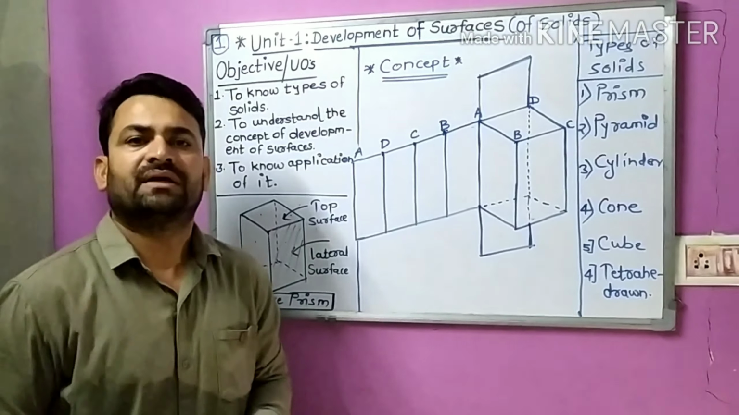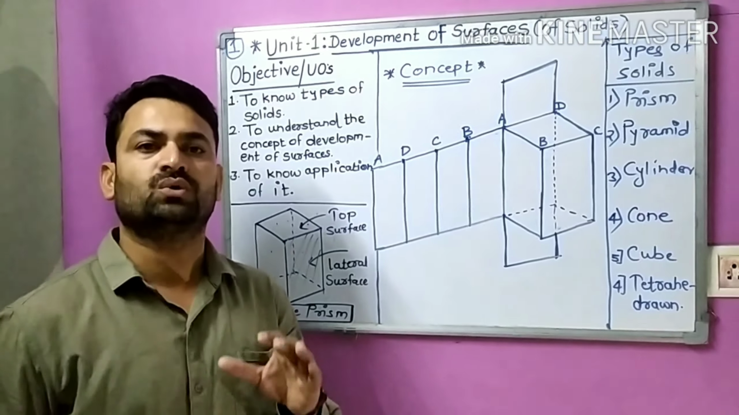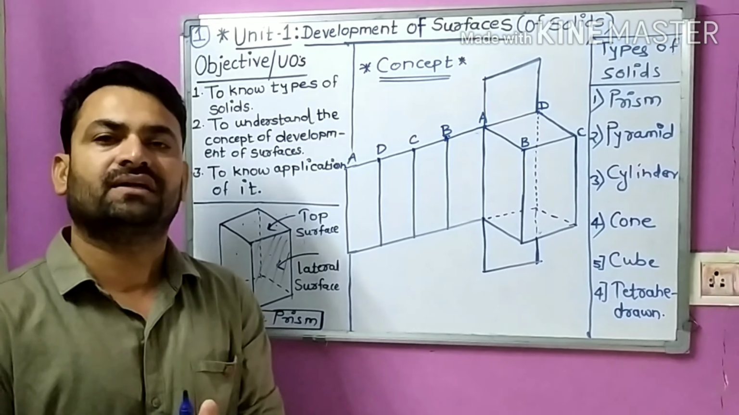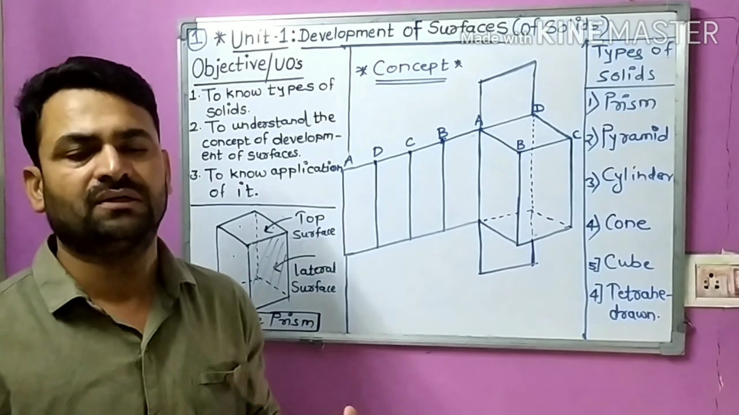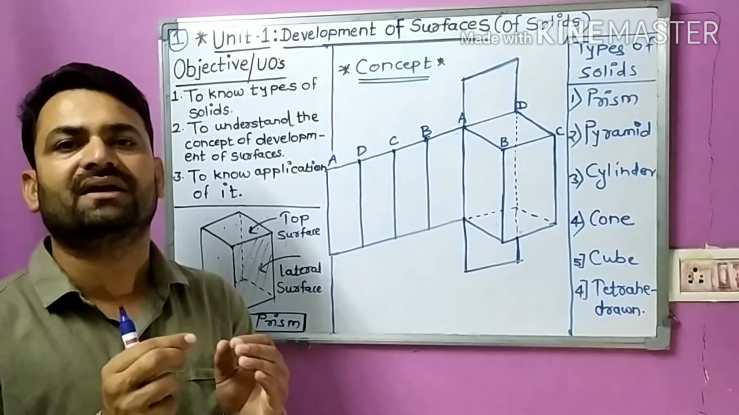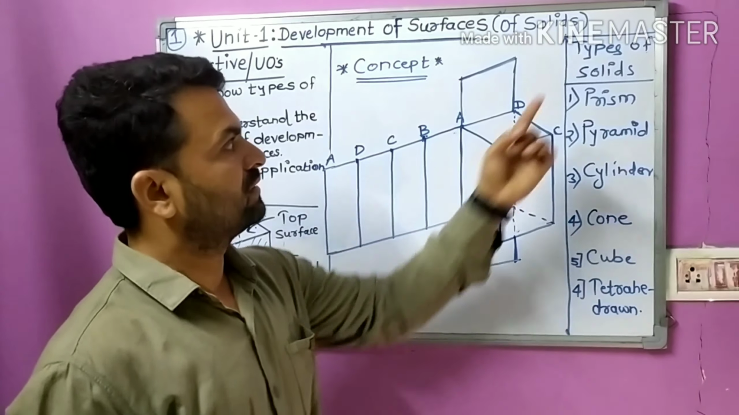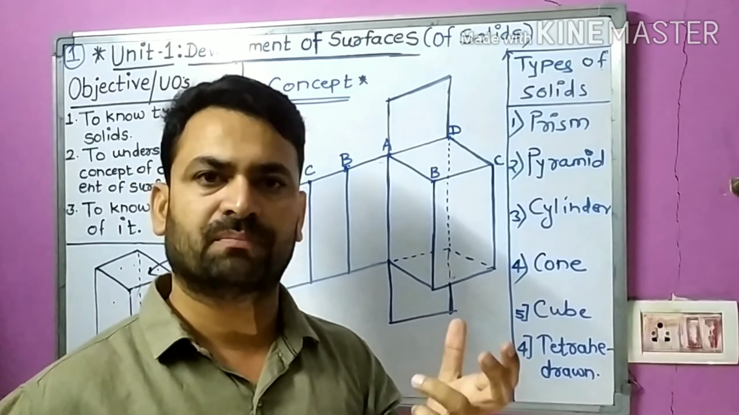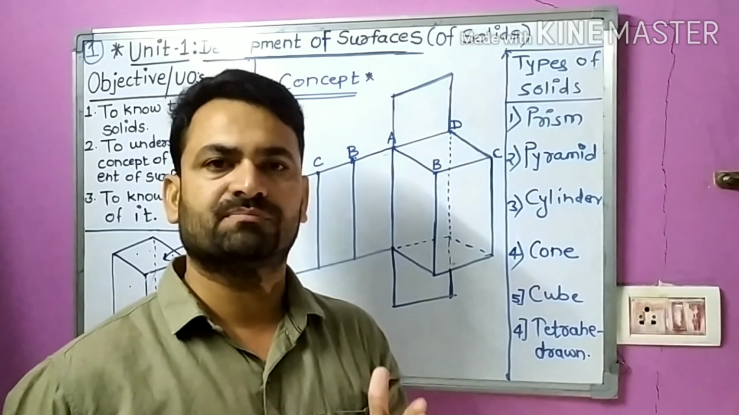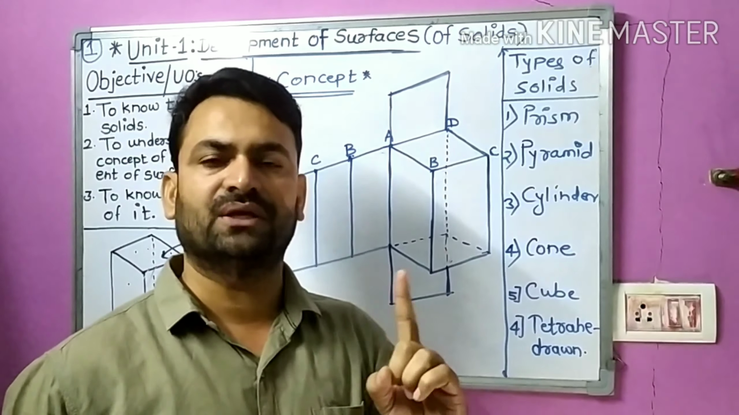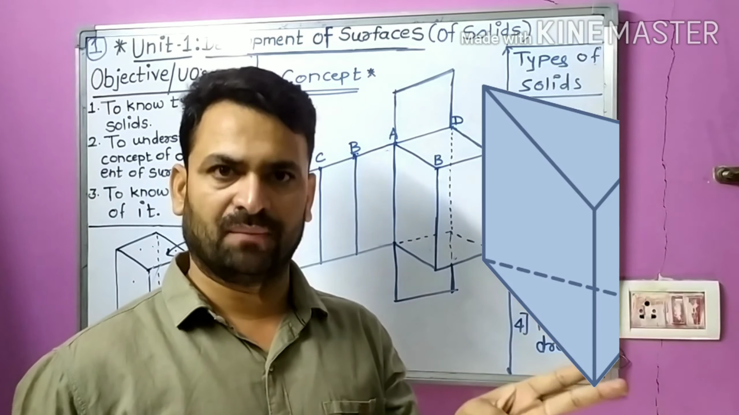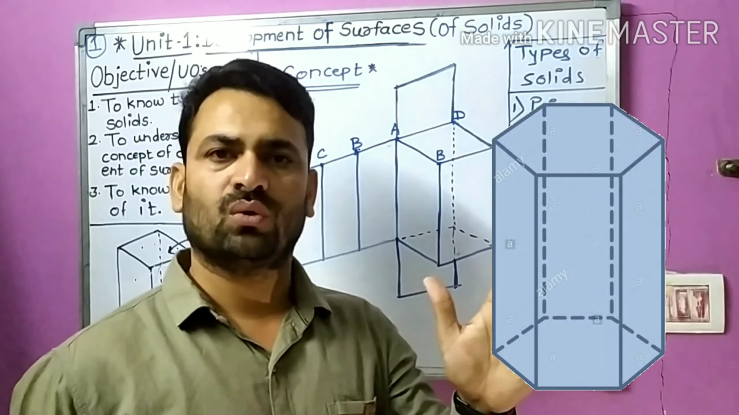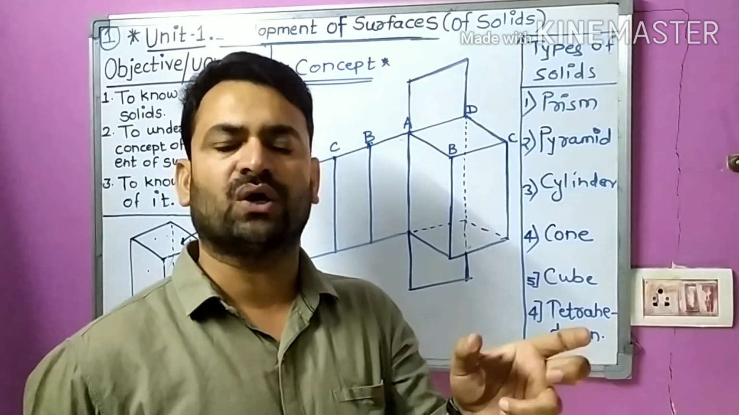Now we move towards the different types of solid, because we have to do treatment on the solid, and problems will be there related to solids and related to development of lateral surfaces of different solids. So the student must know which are the different types of solid. Let's see. The first type of solid is the prism. Under the category of prism, there are different types of prism, means prism according to the shape: triangular prism, square prism, pentagonal prism, hexagonal prism.